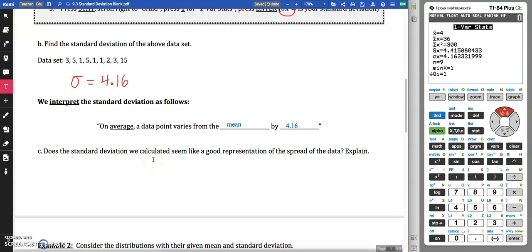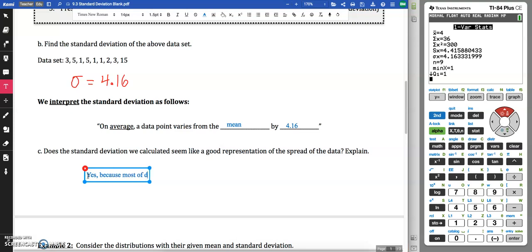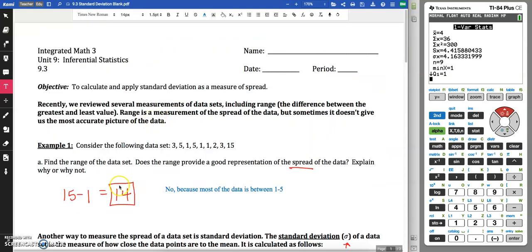So now let's think, does this standard deviation seem like a good representation in comparison to the range we calculated before? Well, 4.16 looks a lot closer to most of these numbers. So I would say yes, it is a good representation because most of the data is around 1 to 5, right? It's somewhere near that standard deviation. It's not like our range we calculated earlier that was so far away from most of the data.